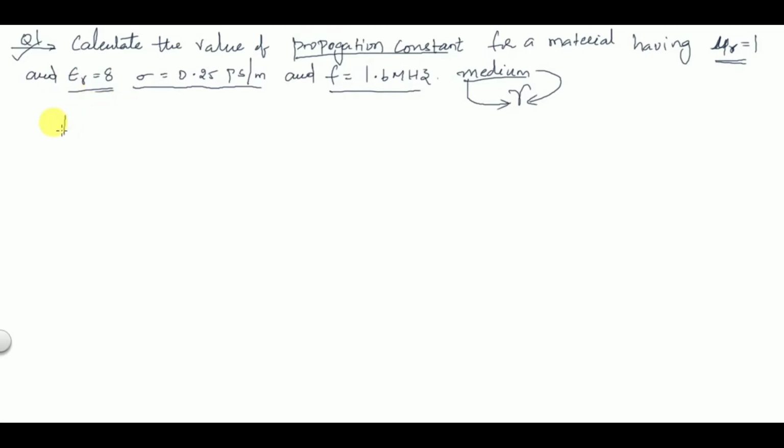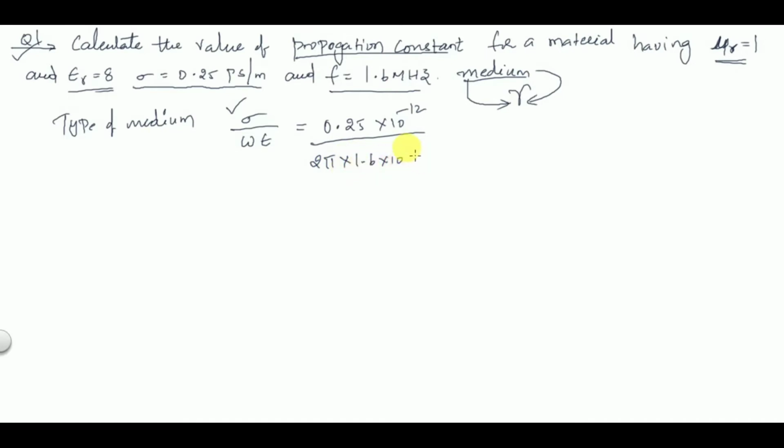So the first thing you have to do in such types of problems is to find the type of medium. How are we going to find the type of medium? Based on sigma by omega epsilon, that is the loss tangent formula. First of all you have to calculate this value. So let us calculate this. What is sigma? 0.25 picosiemens, so it is 10 to the power of minus 12, divided by omega, which is 2 pi into f. F is 1.6 into 10 to the power of 6, into epsilon.